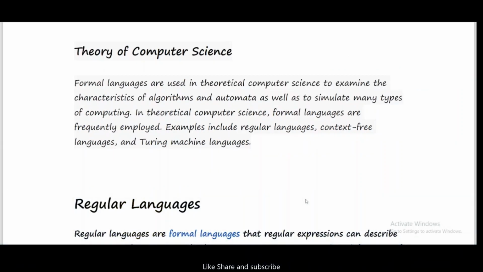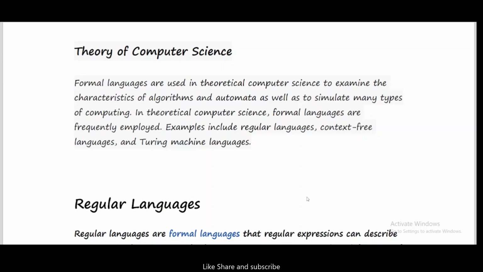Okay, so let us see theory of computer science. Formal languages are used in theory of computer science to examine the characteristics of algorithms and automata, as well as to simulate many types of computing. For this, we need formal languages. In theoretical computer science, formal languages are generally used, and examples of them are regular languages, context-free languages, and Turing machine languages. We'll see all of these later on in the coming videos.